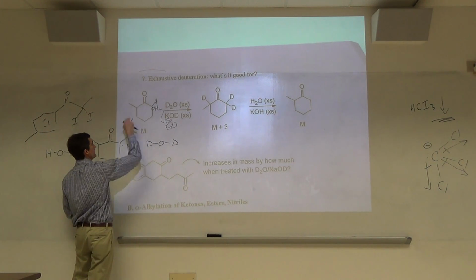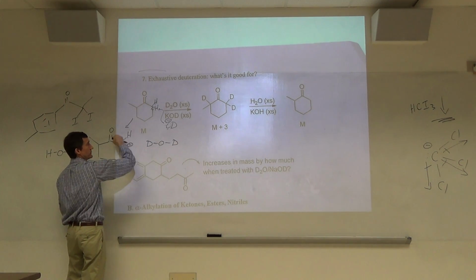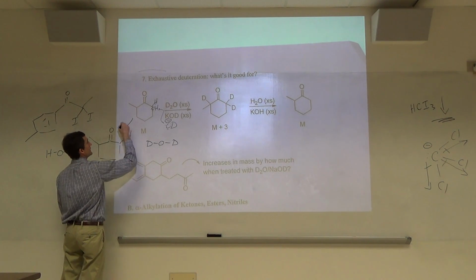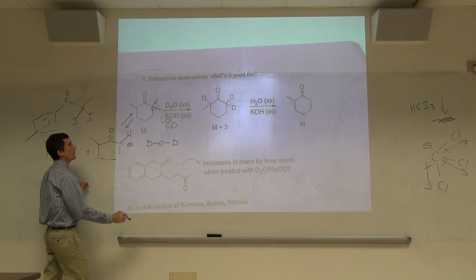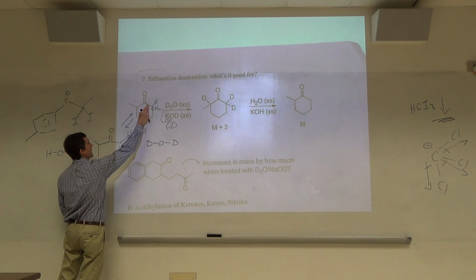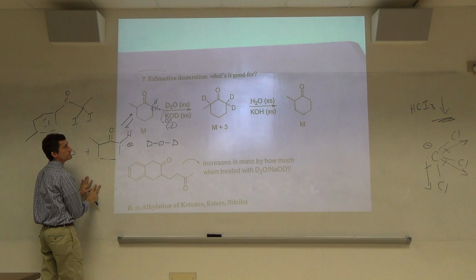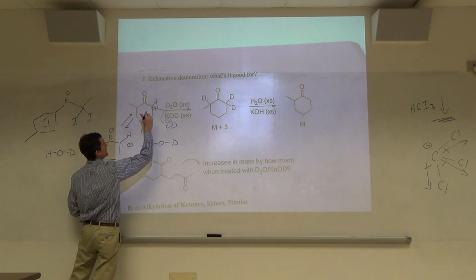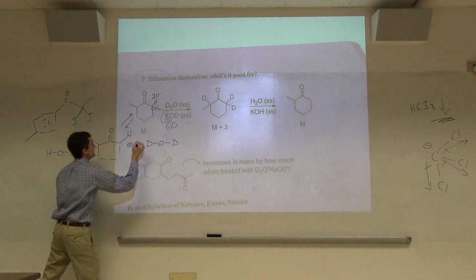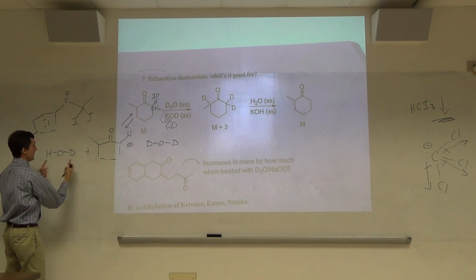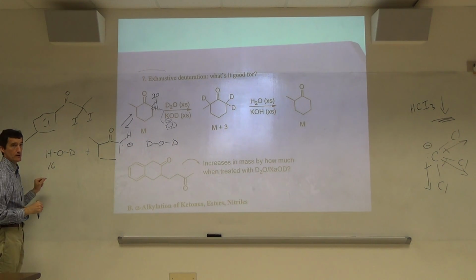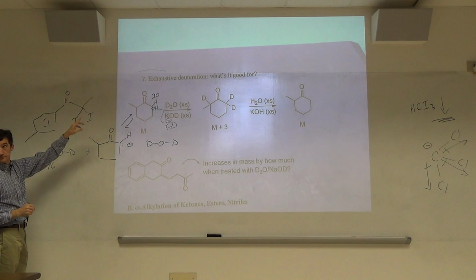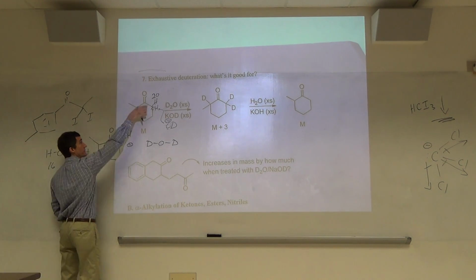What about this equilibrium? Which is favored? Is this an equilibrium? Yes, sure. It can go backwards. While we're here, which side is favored, the starting material or the anion? The pKa of this is what? 20? What's the pKa of the acid here? That's essentially water. It's 16. Which is favored, 16 or 20? 20? Okay, that's favored.